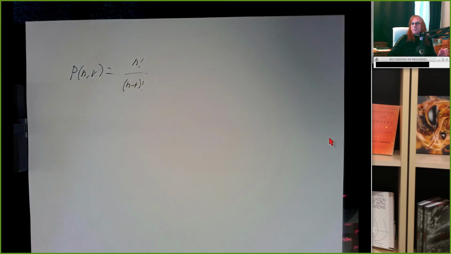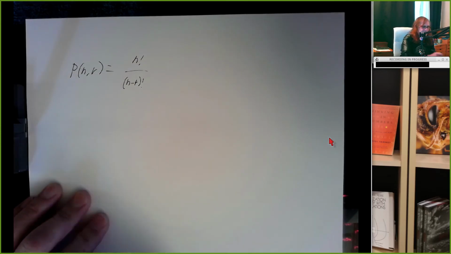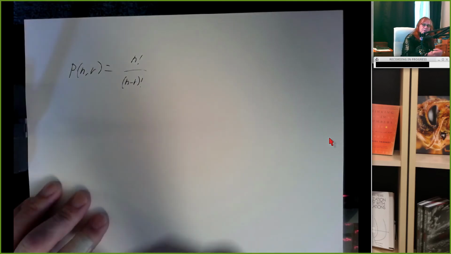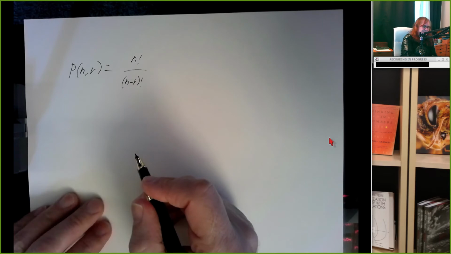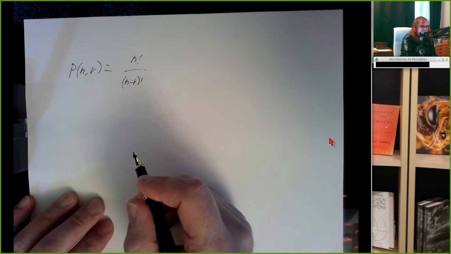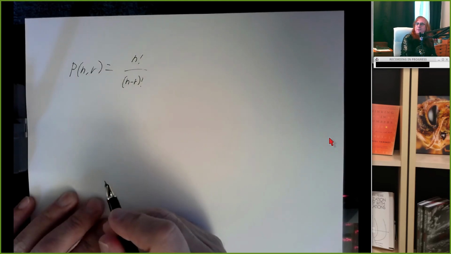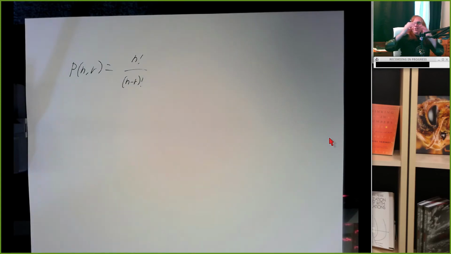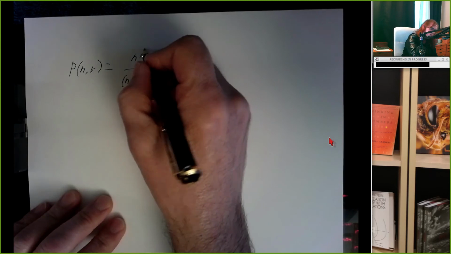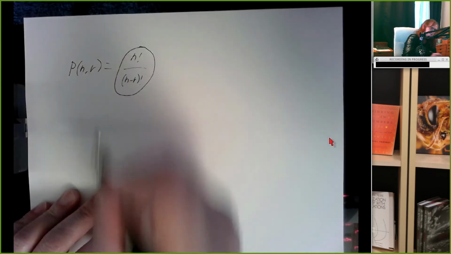But it's really just the product rule. If you're trying to pick r things, we have r tasks. Pick the first thing, pick the second thing, pick the rth thing. And the number of ways we can pick the first thing is n, the number of ways to pick the second thing is n minus 1, and so on. And if you take the product rule of those, you'll end up with a big, long, messy version of this formula.